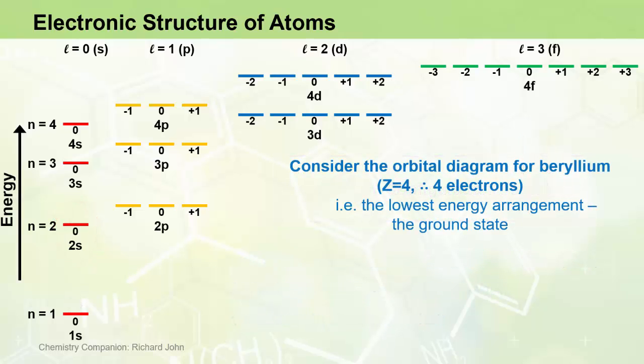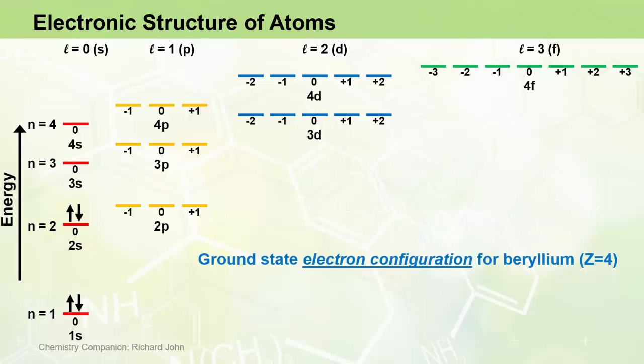If we go to the next element, beryllium, atomic number Z equals 4, and therefore containing 4 electrons in its electron cloud, we can see that the orbital diagram is constructed by placing 2 of the 4 electrons in the lowest energy orbital with their spins paired, one pointing up, one pointing down. The remaining 2 electrons are then placed into the next lowest available orbital, the 2s orbital, also with their spins paired, one up and one down.